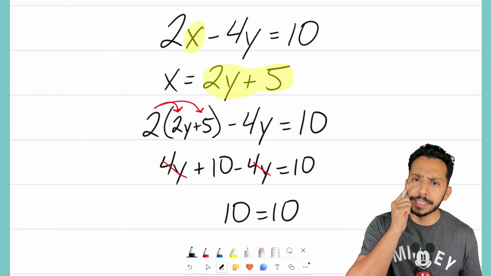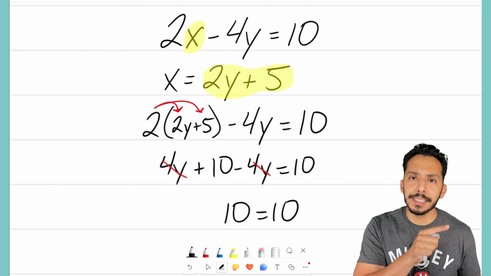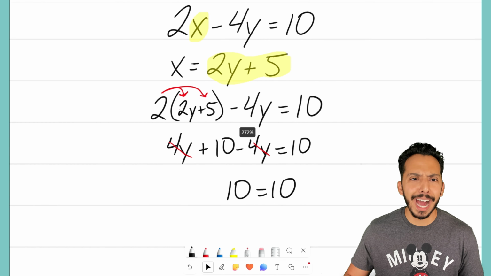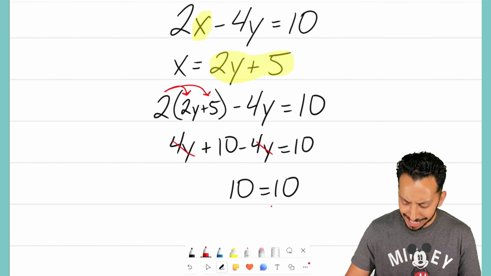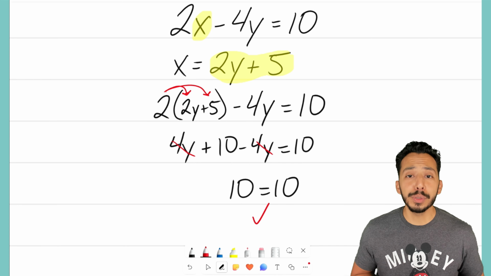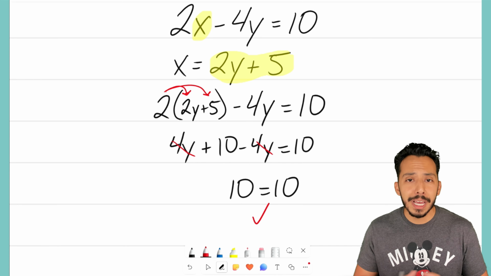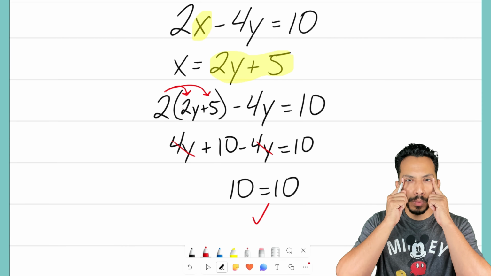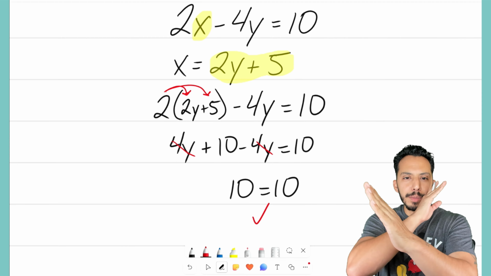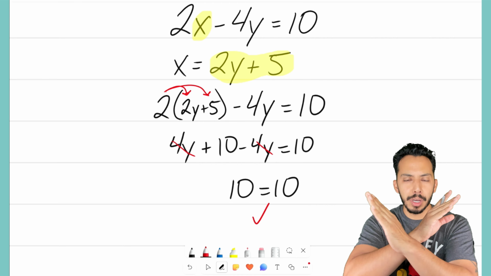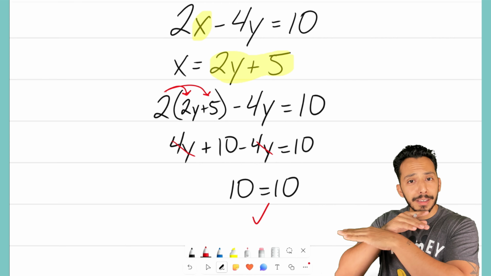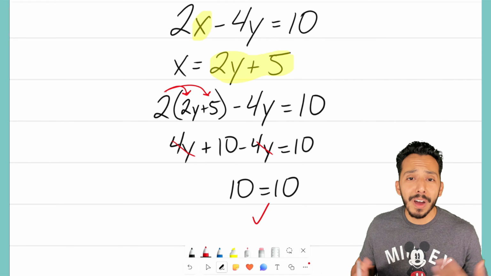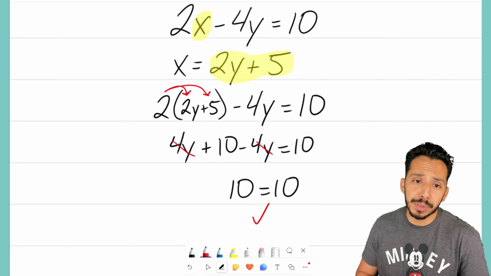And I want you to think for a second. Does 10 equal 10? Is that a true statement right here? And I hope you realize that yes, 10 equals 10, that is a true statement. I'm going to give that a check mark. Now here's what this means, right? Again, we were thinking about two lines, finding the point of intersection. When we tried to solve it, the variables all went away. The x's and the y's, they're gone. I'm just left with this true statement.